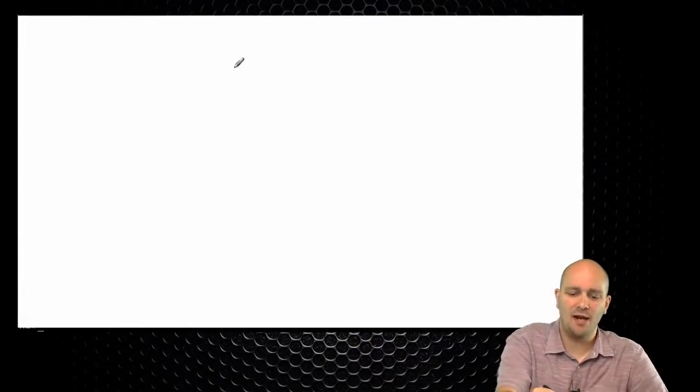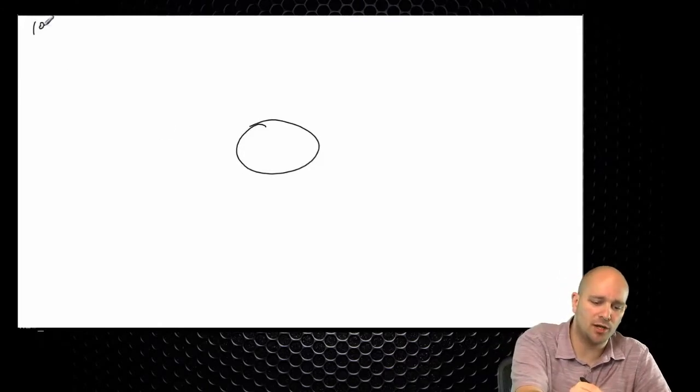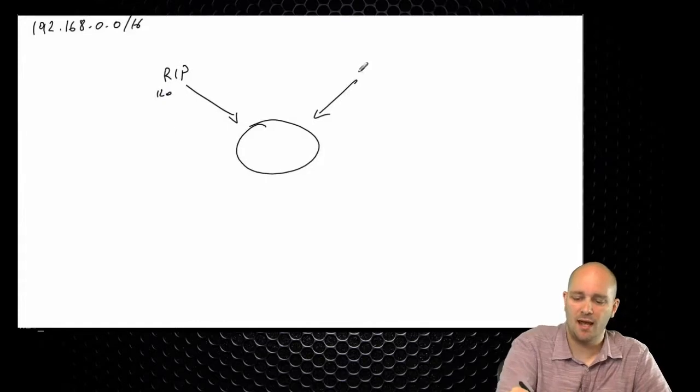Now, let's say that we have a router here, and that we are going to be learning the same route. So this is 192.168.0.0/16. So I'm going to be learning this route from two sources. Let's say that this is RIP, which has the admin distance of 120, and this here is OSPF. And this one has admin distance 120 as well.